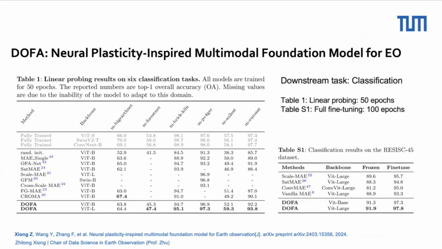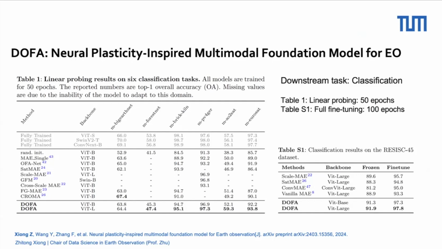Then it comes to the experimental part. Actually, we're using 3 different experimental settings. The first one is linear probing on the classification tasks. You can see here, we have 2 versions of DOFA, including ViT base and ViT large. On most of these downstream datasets, we can see our model works much better than its counterparts.